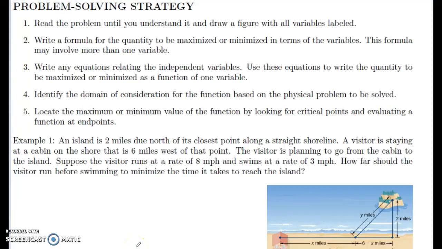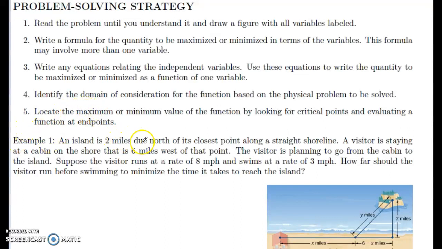Problem solving strategy for optimization problem. First, we need to read the problem until you understand it and draw a figure with all variables labeled. Let's take a look at example 1.